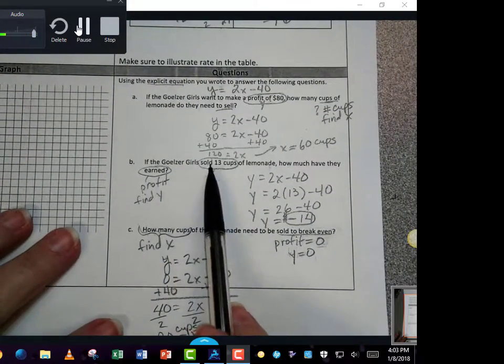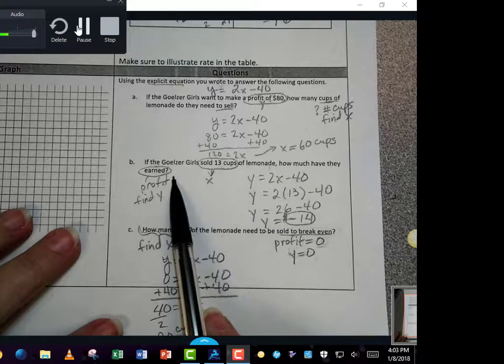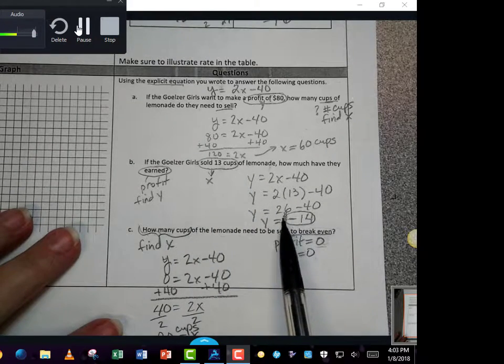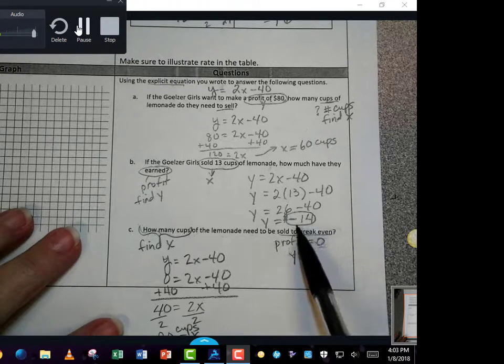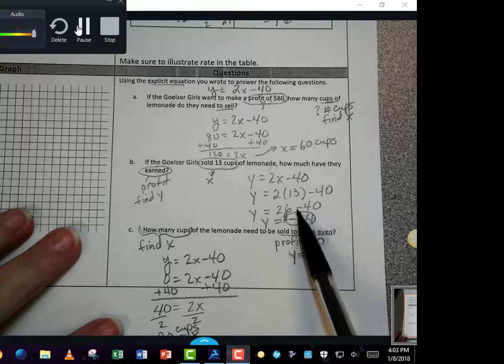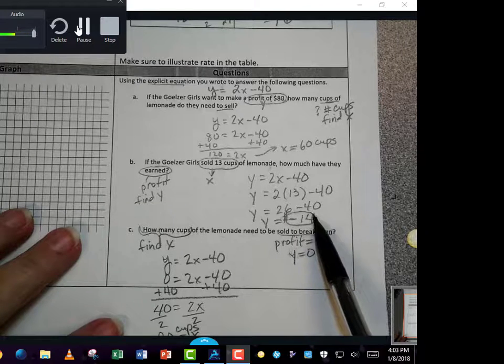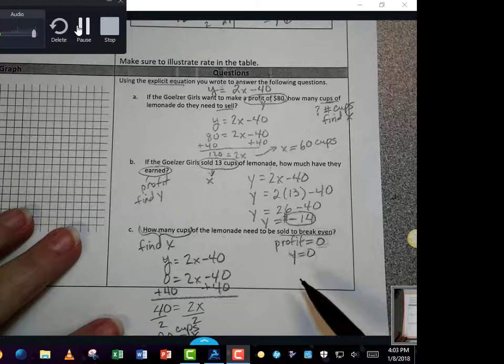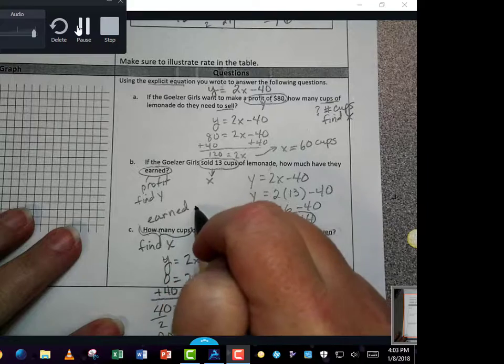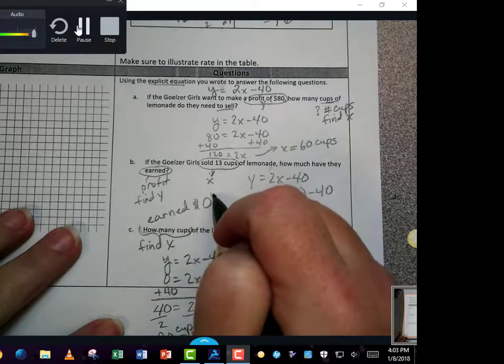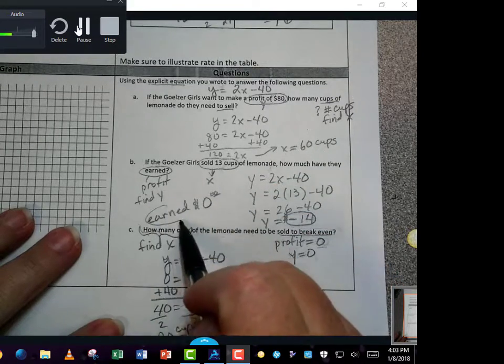I'd like to go back to B for just a second. It says if the Gelzer girls sold 13, how much have they earned? Okay, and we came up with negative 14. What have they earned? Right? We got an answer, but we really actually didn't answer the question. Because if we answer the question of how much they earned, they haven't earned anything. They're still in the hole by $14. So they've earned $0. That's really the answer to the question.